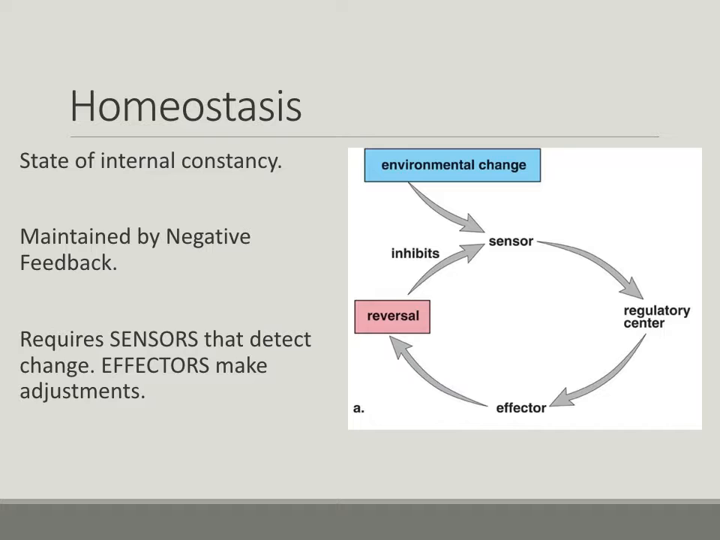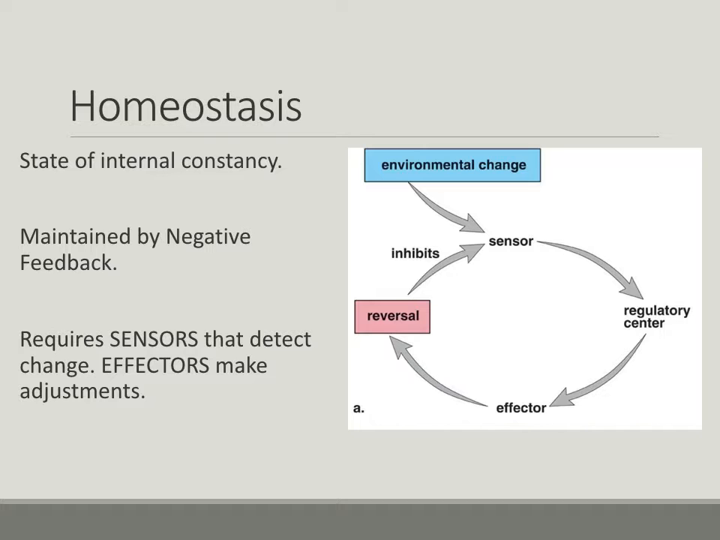In humans, body temperature, blood pH, and glucose concentration are all maintained at a constant level. Homeostasis is a process that's vital to the survival of cells, tissues, and organs. The homeostatic mechanisms in the body are controlled by something called negative feedback loops, and we're going to talk about that.